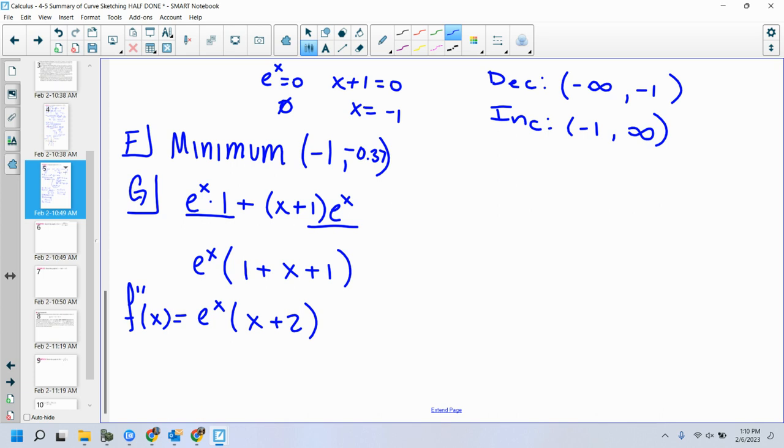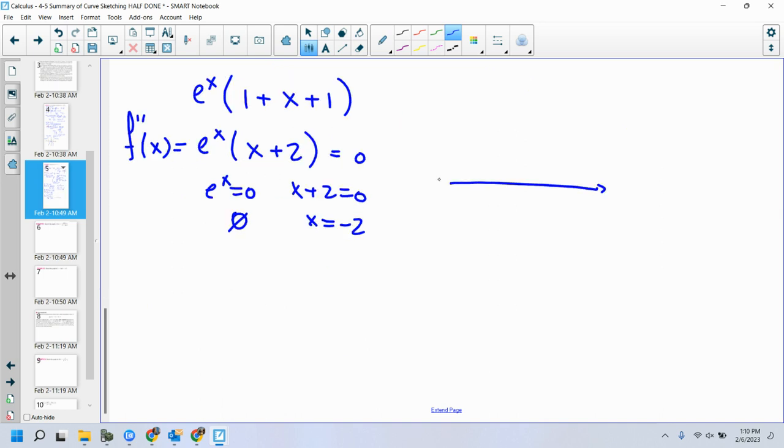Now, to find the points of inflection, I got to set that equal to 0. So I have e to the x equals 0, which we know what happens there. And x plus 2 equals 0. So -2. Let's see what happens to the left of -2. Well, this is always going to come out positive, right? E to the x is always going to come out positive, no matter if my power is positive or negative, right?